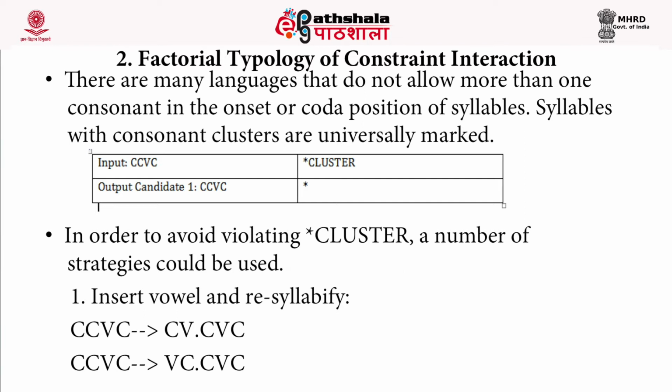Let us posit another constraint, that is, star cluster. That means no cluster is allowed. This constraint will incur a violation each time an output candidate has a consonant cluster. For any output candidate with a structure like CC, VC, there is one violation since there is one consonant cluster. So the number of consonant clusters in the word is the number of violations it incurs.